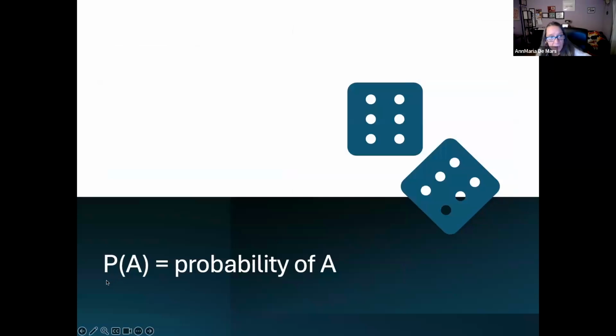First letters. P of A, the probability of A. All this means is the probability of A. So if you see this P with parentheses A, it's the probability of A.